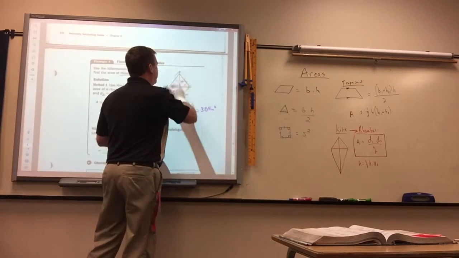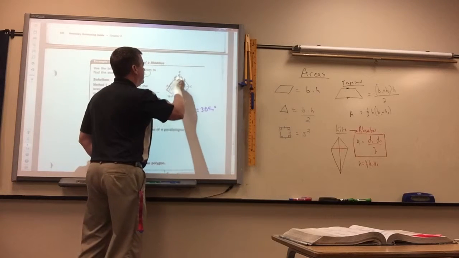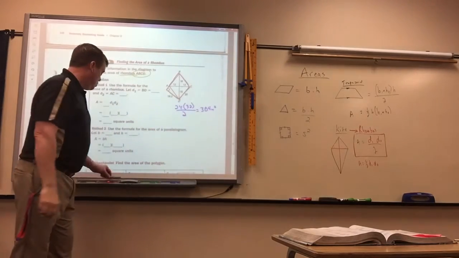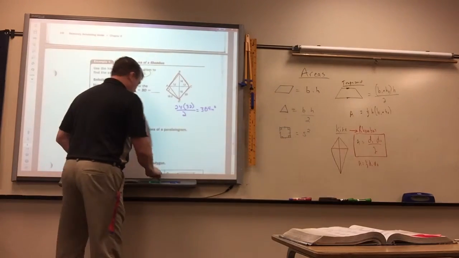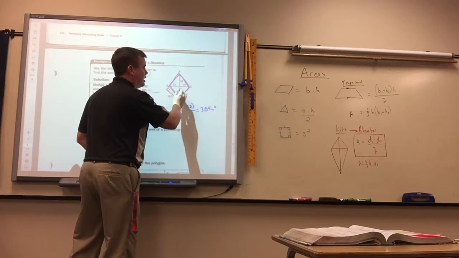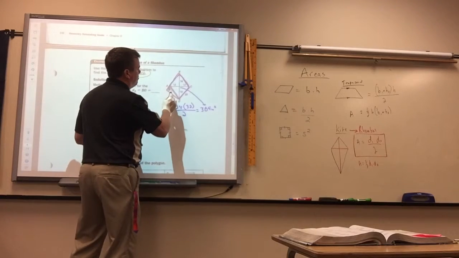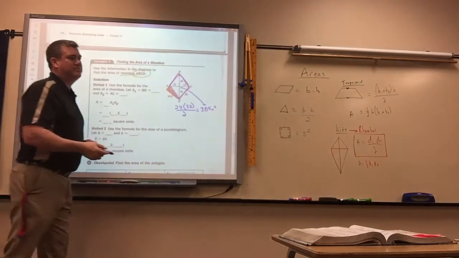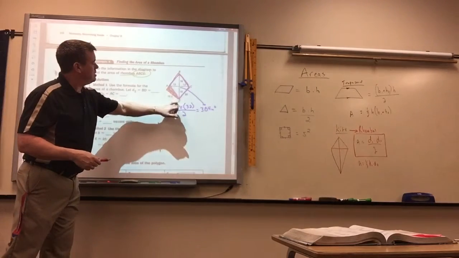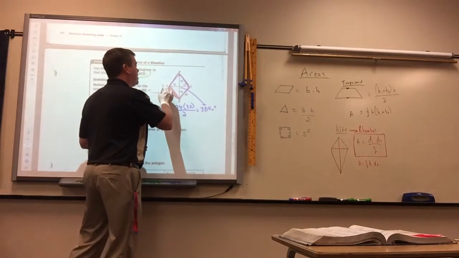So, again now, if they gave us a composite figure and they wanted the area of this whole thing, you would split it up into the rhombus, which we just did. We already know that's 384. And then find the area of that triangle. Again, a triangle is base times height divided by 2. This would be the base. This is the height, which you don't know. But you can figure it out.